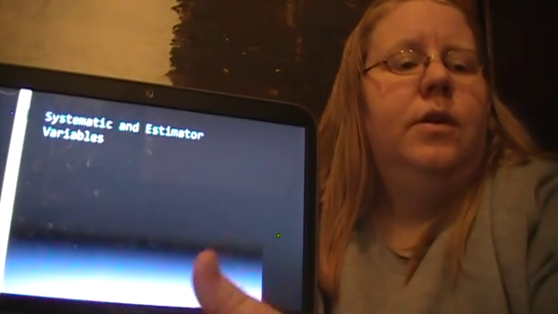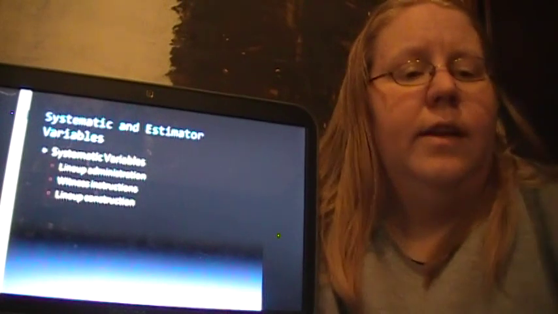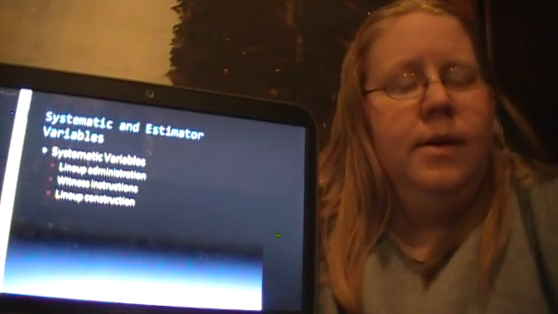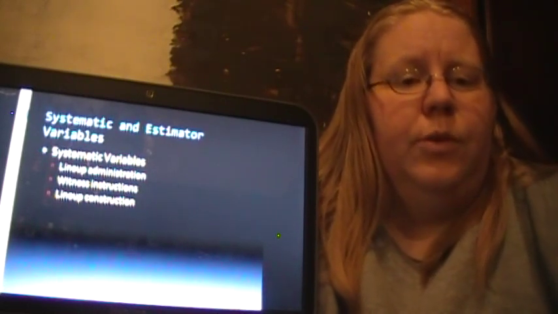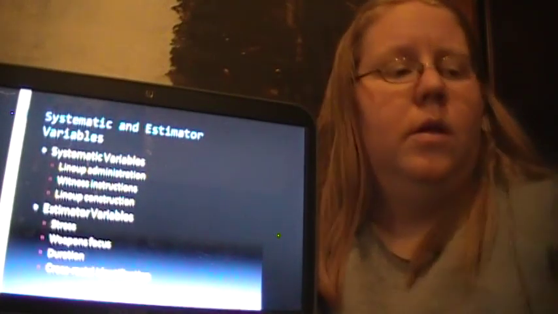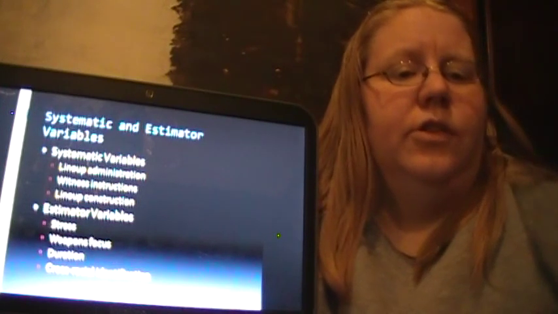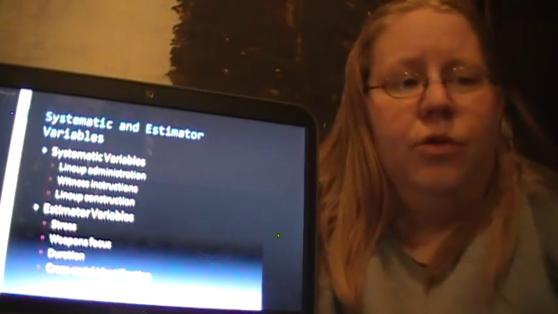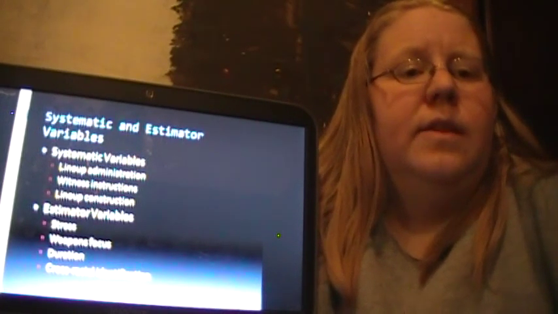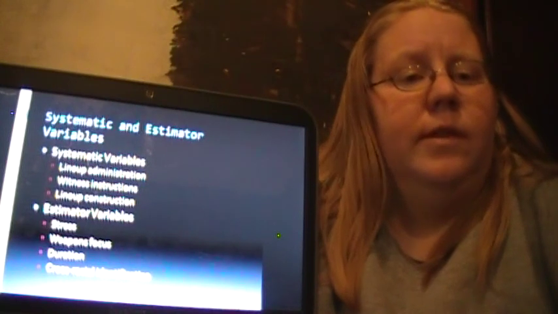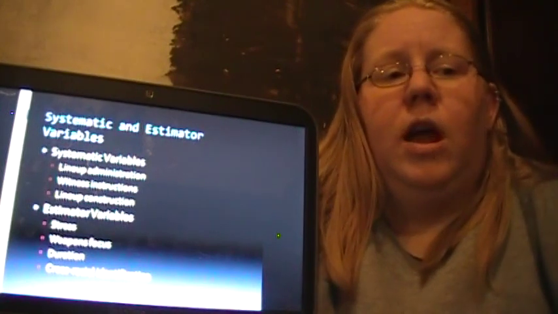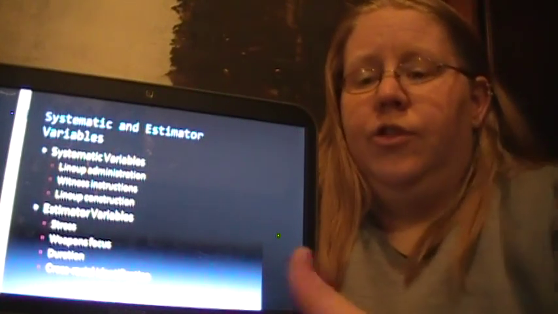System variables are conditions that the criminal justice system can control, such as lineup administration and double-blind testing, witness instructions, lineup construction, and witness feedback. Estimated variables are conditions that the criminal justice system cannot control, such as stress, weapon focus, the duration of the offense, the distance between the witness and offender, lighting conditions, the witness's age, intoxication, and cross-racial identifications.